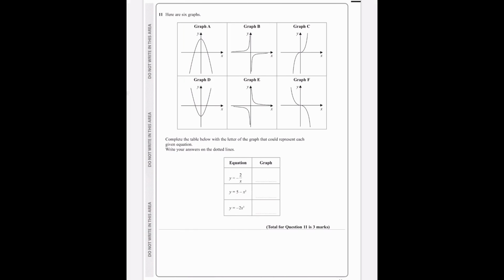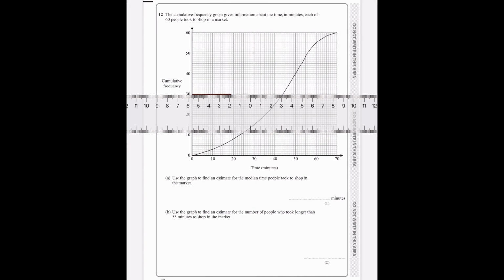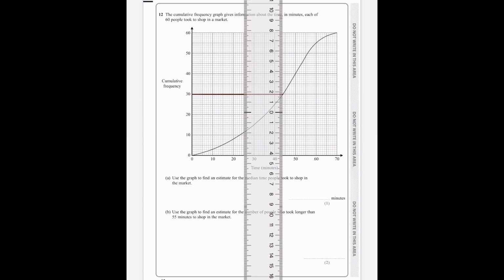Question number 11, it's graph recognition. Minus 2 over x is a negative reciprocal, so it's B. And then we've got a negative parabola, which is A, and then a negative cubic, which is F. You just got to know your graphs and what they look like. If you do that, that question's straightforward, or you can just plot them and look. That would work as well.